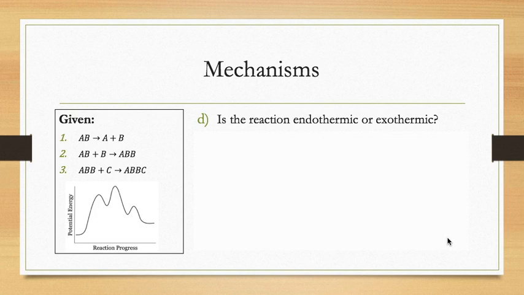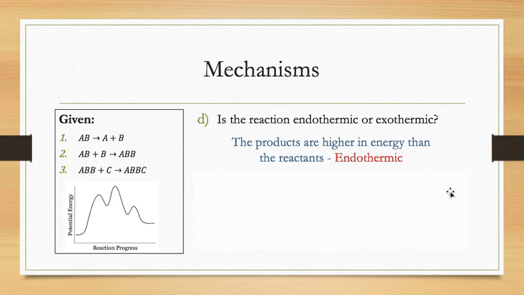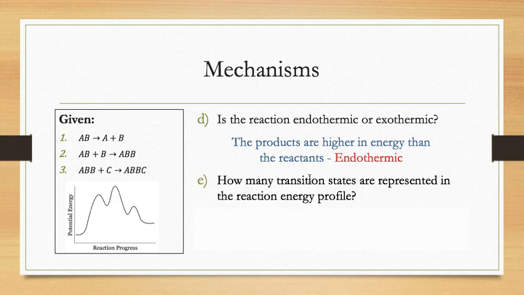Is the reaction endothermic or exothermic? Well, that depends on where the reactants are and where the products are. You see the products are higher in energy, so it'll have a positive delta H. And if it has a positive delta H, that means it's endothermic. And lastly, how many transition states are represented in the reaction energy profile? Well, again, it relates to how many of these peaks we have. We've got 3 peaks, so there are 3 transition states. Okay?